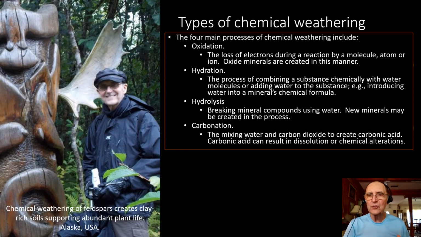Oxidation involves the loss of electrons during a reaction by a molecule, atom, or ion. In this manner, oxide minerals are created. Hydration is the process of combining a substance chemically with water. In other words, introducing water into a mineral's chemical formula. Hydrolysis is the process of breaking mineral compounds using water. New minerals can be created during the process. And carbonation is, as we talked about before, the mixing of water and carbon dioxide to create carbonic acid. And as we saw before, carbonic acid can result in the dissolution of calcite and the chemical alteration of feldspars.